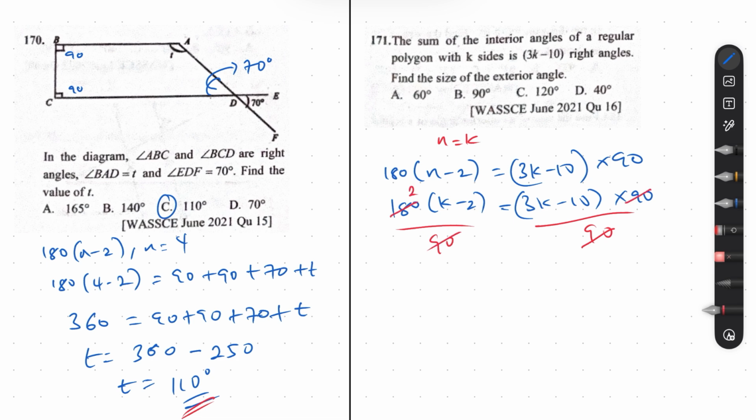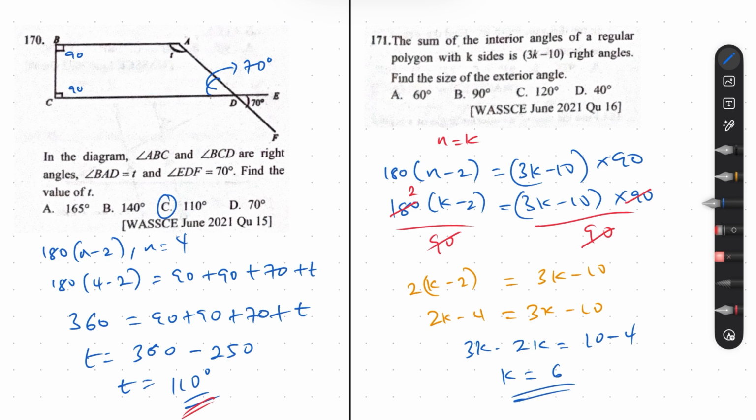So we'd have 2 times k minus 2 in the bracket equals 3k minus 10. So we'd have 2k minus 4 to be equal to 3k minus 10. If we rearrange this, we'll get 3k minus 2k is equal to 10 minus 4. So that means k is equal to 6.